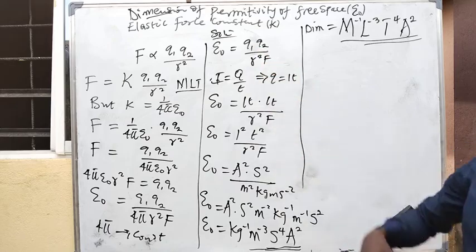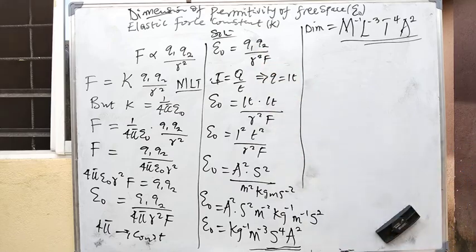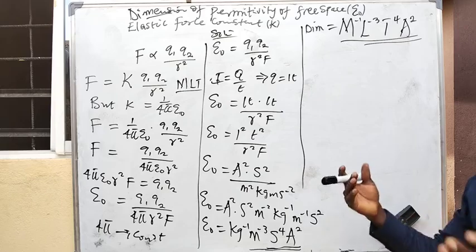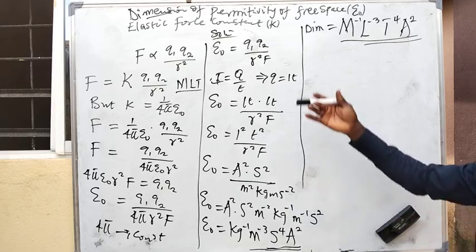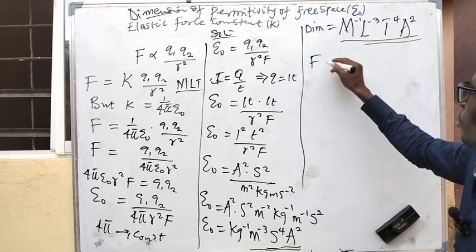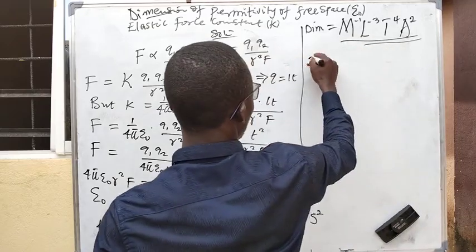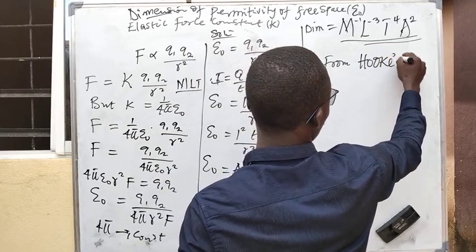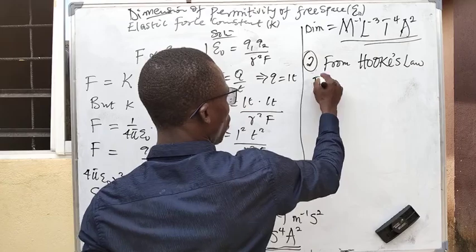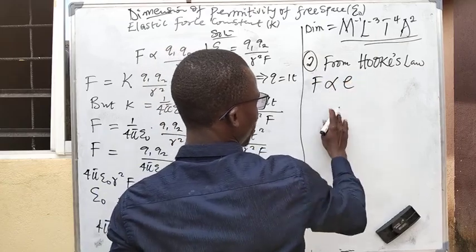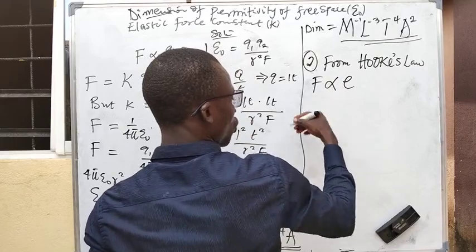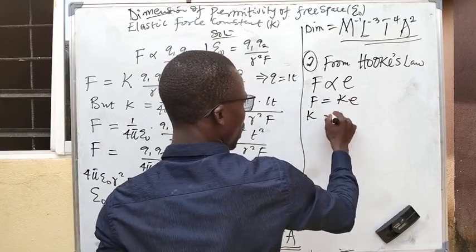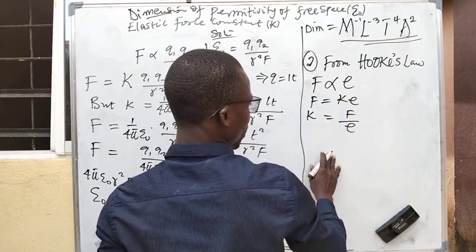Okay. Now let's do elastic constant. Elastic constant, from Hooke's law, force is directly proportional to the extension provided the elastic limit is not exceeded. From Hooke's law, this is question number 2 now, we have that force is directly proportional to extension, right? Now, which means F is equal to Ke. Now we are looking for K. Our K will be equal to F over extension.